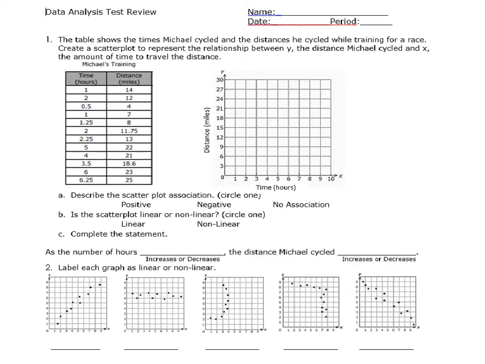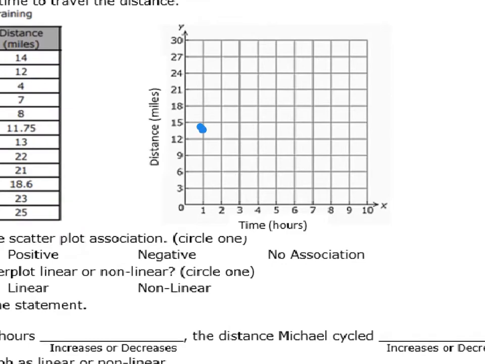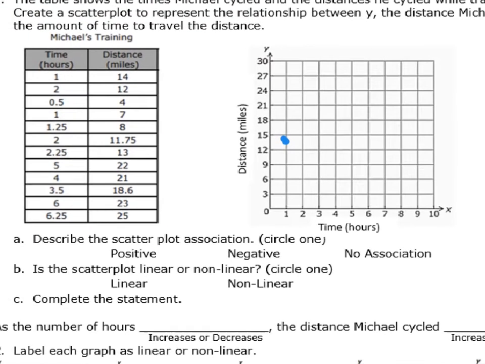So in 1 hour, he traveled 14 miles, so we're going to look at where the time was 1, which is right here, and where the distance was 14, which is going to be between 12 and 15, a little bit under 15. So we're just kind of making some estimates here. I'm going to zoom in. The second one is 2 hours, and he cycled 12 miles. So 2 and 12.